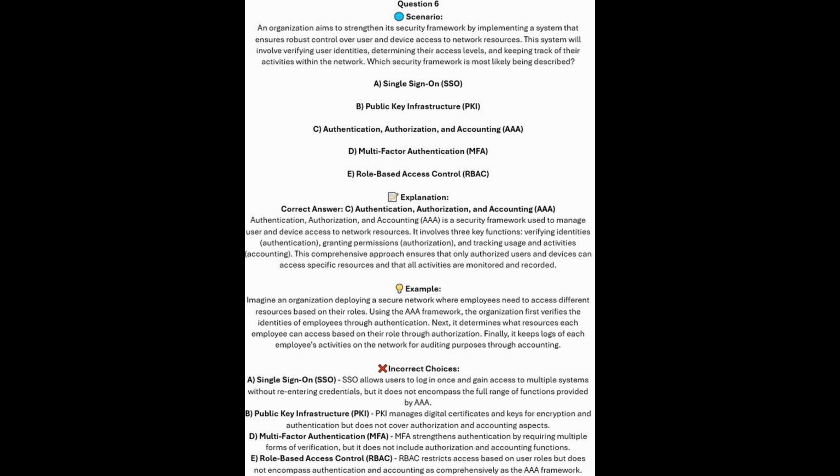D. Multi-factor authentication, or MFA. MFA strengthens authentication by requiring multiple forms of verification, but it does not include authorization and accounting functions. And E. Role-based access control, or RBAC. RBAC restricts access based on user roles, but does not encompass authentication and accounting as comprehensively as the AAA framework.